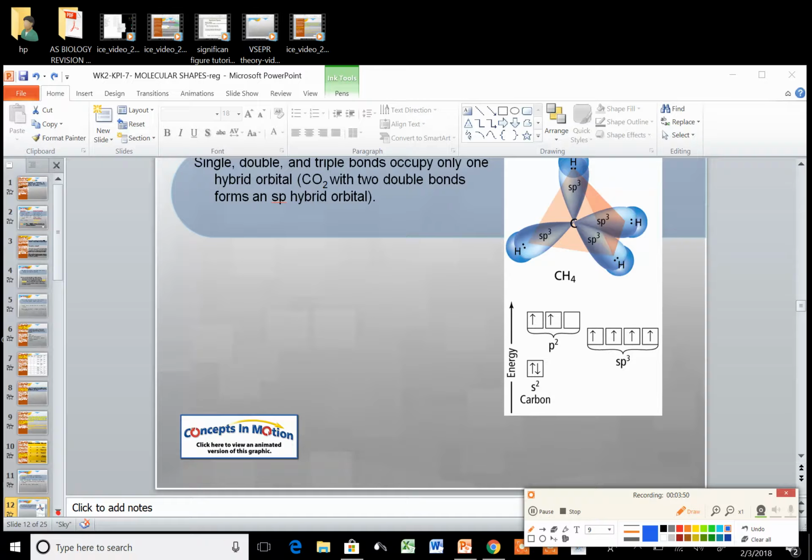How does the hybridization happen? Remember the electron configuration of the carbon atom, which is 1s2, 2s2, and 2p2. In order for hybridization to take place, one s orbital gets mixed with 3 p orbitals, resulting in 4 orbitals. Each of them is sp3. 1s, 2px1, 2py1, 2pz1, resulting in a total of 4 orbitals. Each of them is sp3.